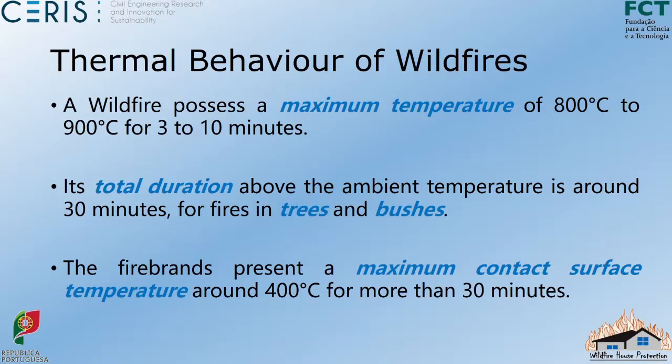And the problem is not only the direct contact of fire, which is the direct action of the wildfire, but also the indirect action of the wildfire. For example, the firebrands. These firebrands present a maximum contact surface temperature around 400 degrees, maybe a little more. It's a lower temperature, but they endure more than 30 minutes. We're already doing this type of study, and we can easily guarantee that they last at even higher than 400 degrees for at least an hour.